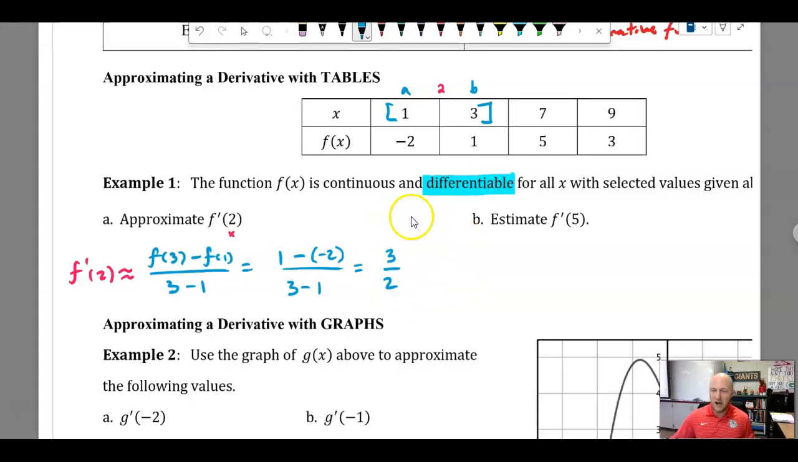We're cool with it. I want you to pause me. I want you to try B right here. What is f prime of 5? Try this one and I'll show you the answer here.